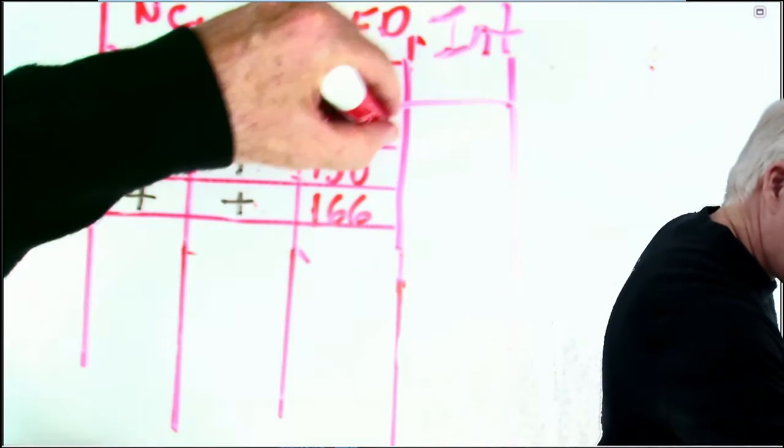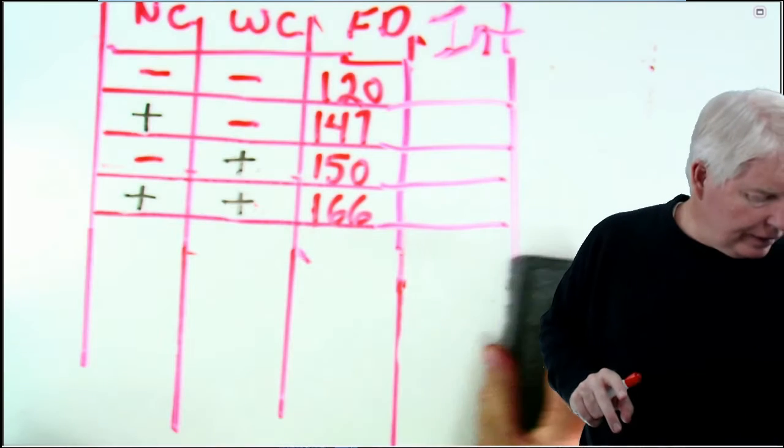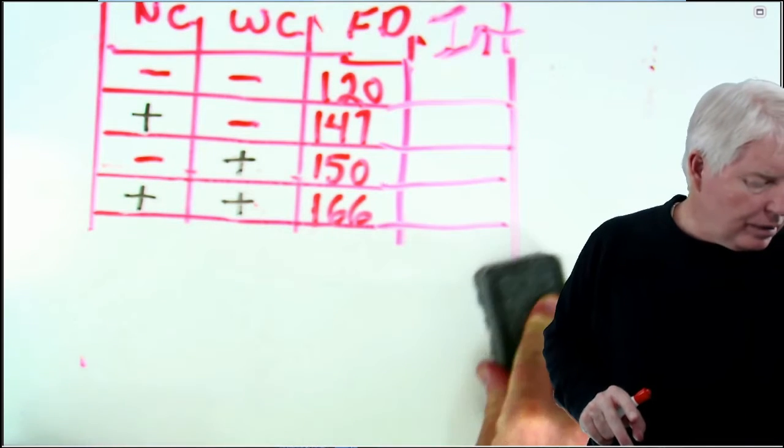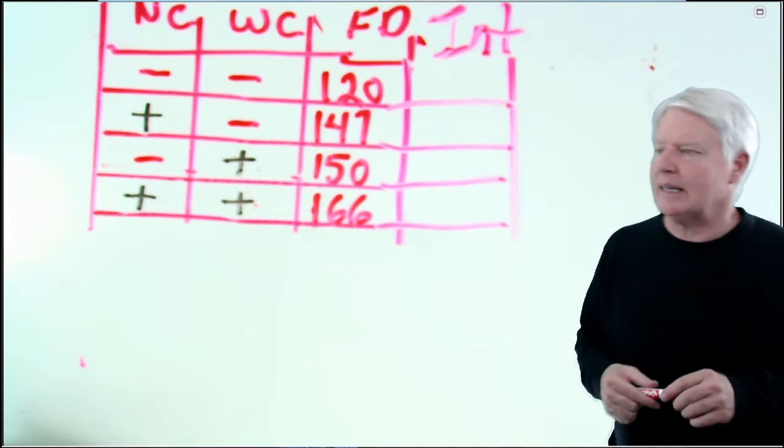I'm going to extend these lines to the table out. Okay, so everyone should be good with that. Since I'm not using this down here, I'm going to get rid of this part of the table. Now, how do we create the plus and minus signs for the interaction?